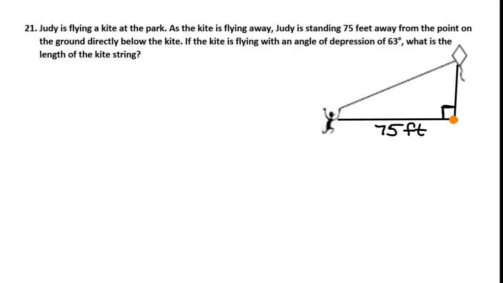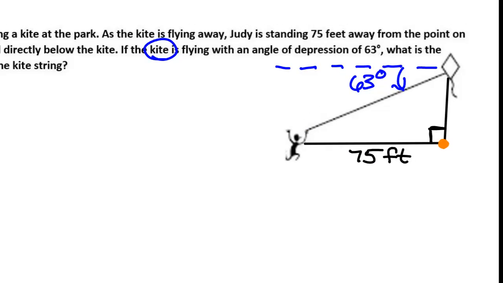If the kite is flying with an angle of depression of 63 degrees, okay, so angle of depression, I have to make a horizontal from my kite, and then we go down. That is 63 degrees. Alternate interior angles, that means this angle right here is also 63 degrees.